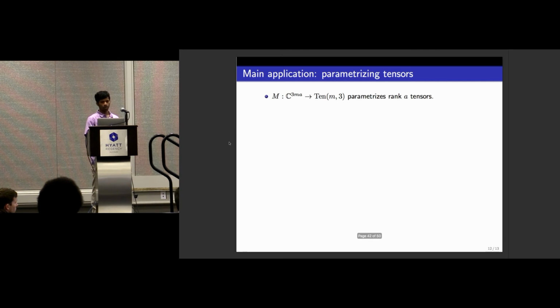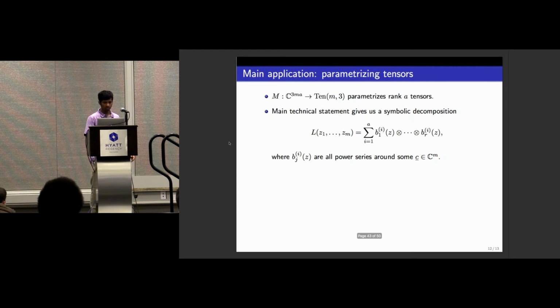Now, what's the main application I have for this is, for M, I'm going to take a parameterization of rank a tensors. I told you how to parameterize rank 1 tensors, right? So how do you parameterize rank a tensors? You take the same parameterization a times and then add them up. I won't write down the formula for this. And so what the main technical statement gives you is that you have a symbolic decomposition. And in this symbolic decomposition, you get a bunch of power series.